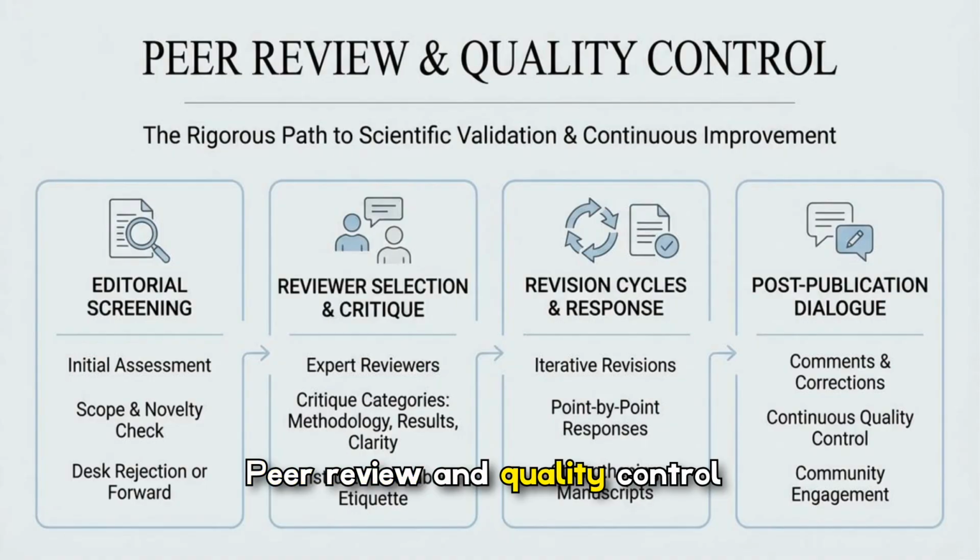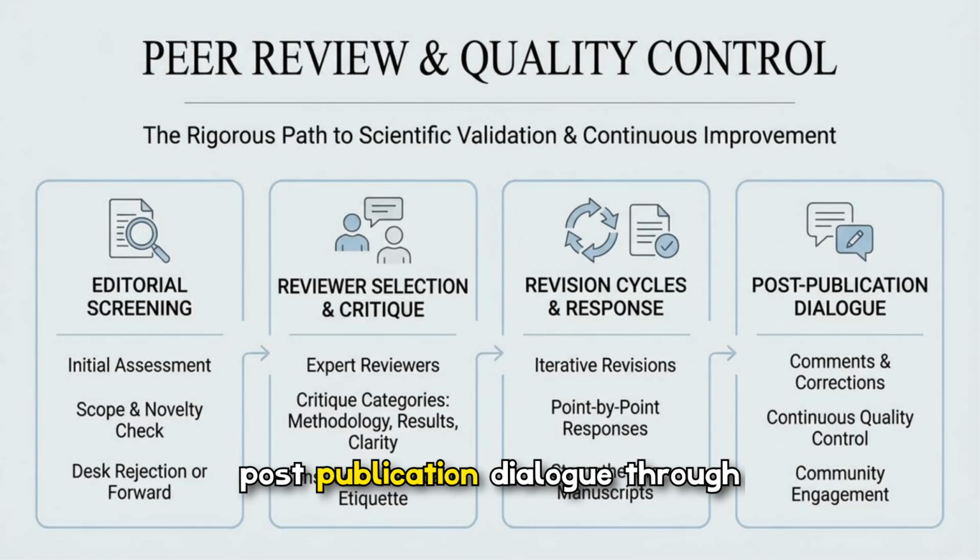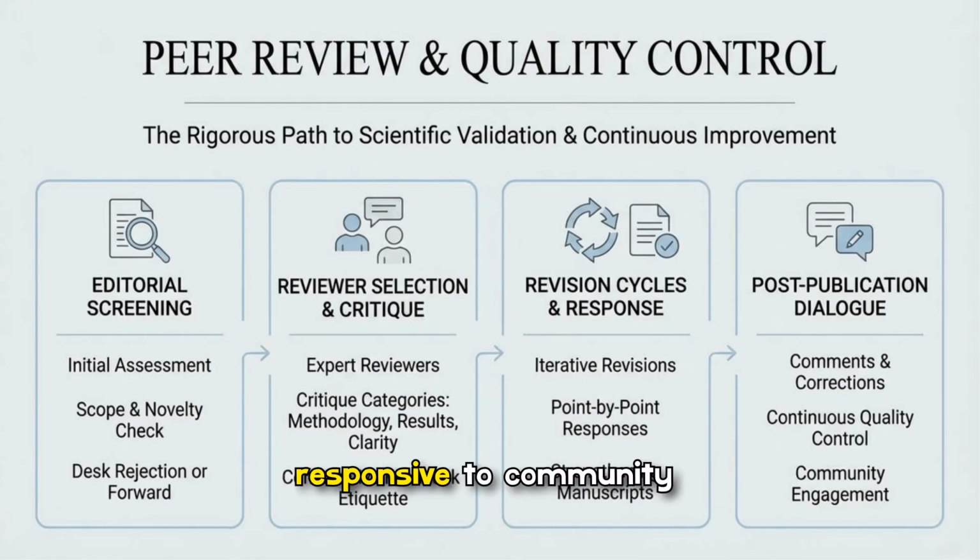Peer review and quality control create a continuous improvement loop for scientific validation, beginning with editorial screening for scope and novelty, followed by careful reviewer selection that focuses on methodology and clarity. Iterative revision cycles with point-by-point responses strengthen manuscripts, and post-publication dialogue through comments and corrections keeps work accurate and responsive to community feedback over time.